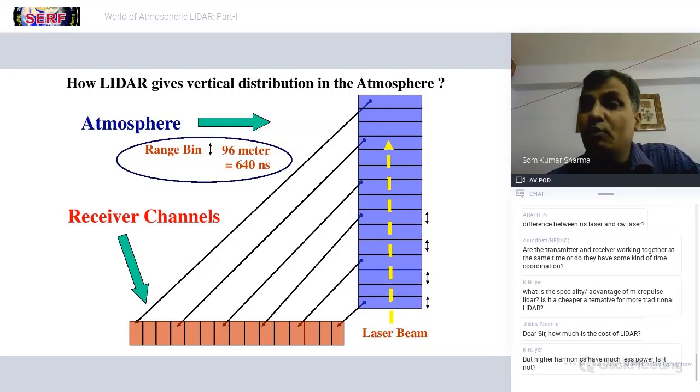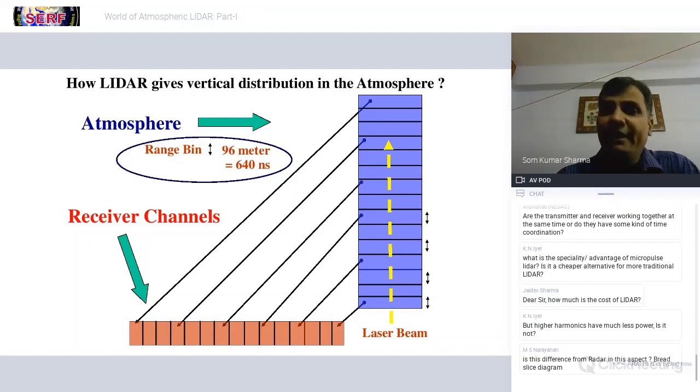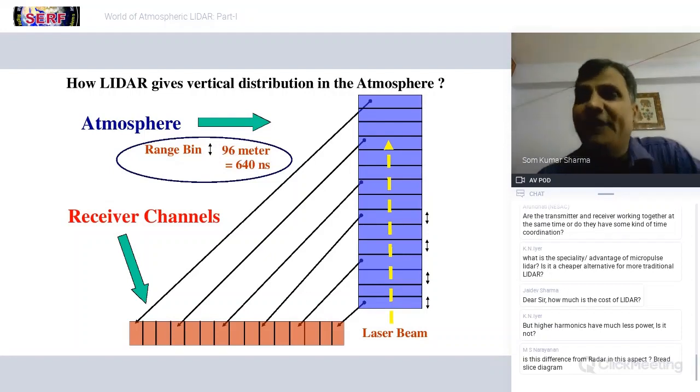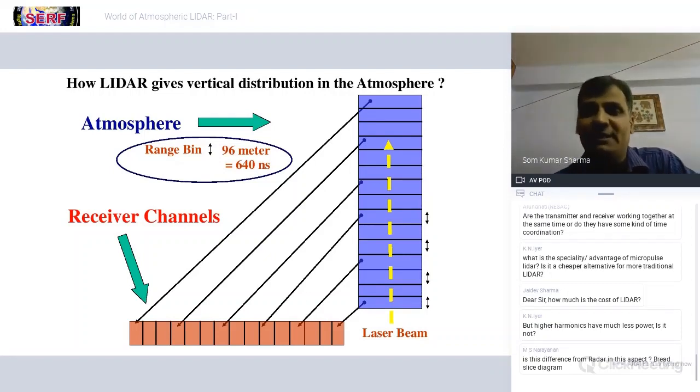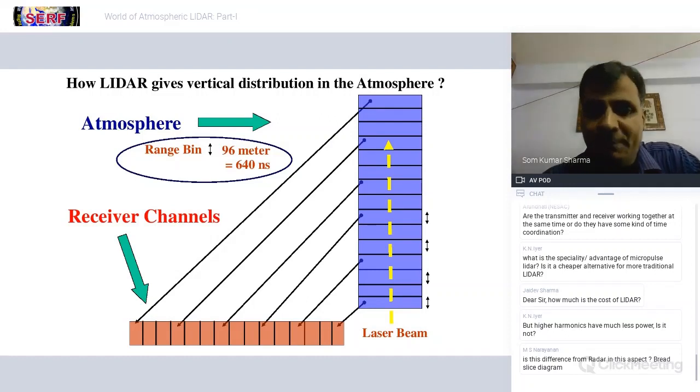And you can go to the sub-meter, as I told, you can go up to 0.15 meter, but that depends upon the pulse width of the laser beam. It is limited by pulse width. You cannot go below the pulse width. Suppose your pulse width of the laser is 10 nanosecond. If it is 10 nanosecond, then it is limited. You can probe the atmosphere at every altitude of 15 meter. You cannot go below. That is a limitation, because the duty cycle comes into the picture.